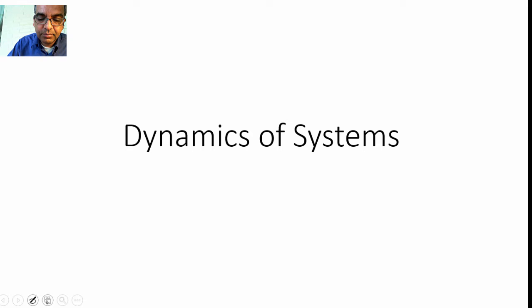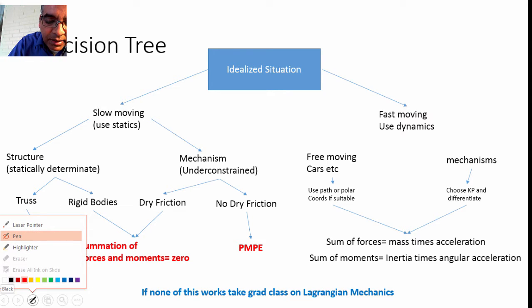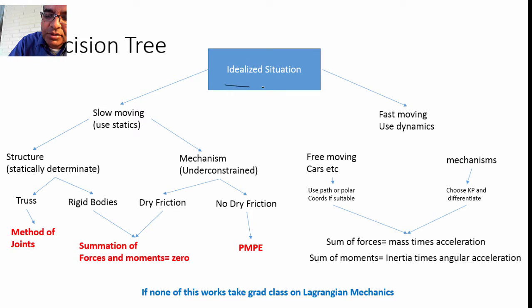So first item is a decision tree. When you're doing problems in a class, you always know whether it's statics or dynamics because it comes in a particular section. But in real life, you don't get objects where things are labeled: this is statics, this is dynamics, this is what you're supposed to do. You have to figure it out. So let's look at a setup and see if you can have a rough idea of how to figure this out. You start out by looking at your idealized situation.